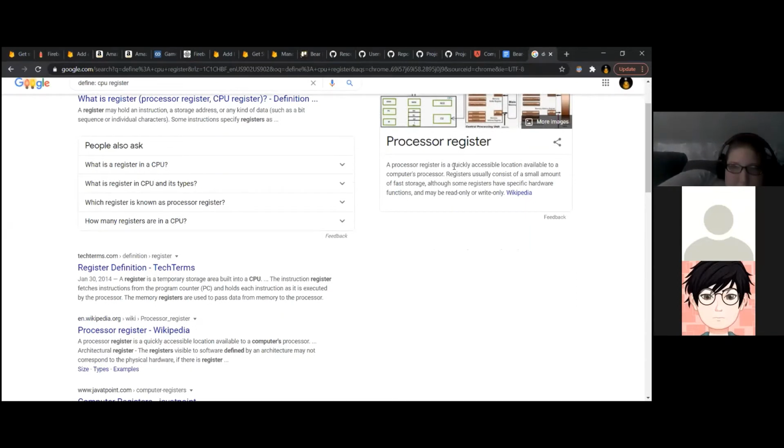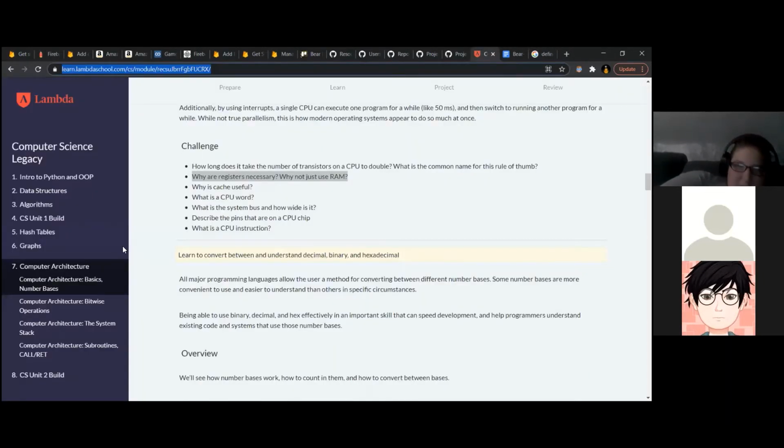It's a quickly accessible location available to a computer's processor. That is not RAM. RAM is outside the processor. Yeah, that's not what I said. I thought that's what I said. No, that the register was the address and the RAM was the stuff. That's not correct, though, because the register is actually holding data. Okay, so the register is not the address.